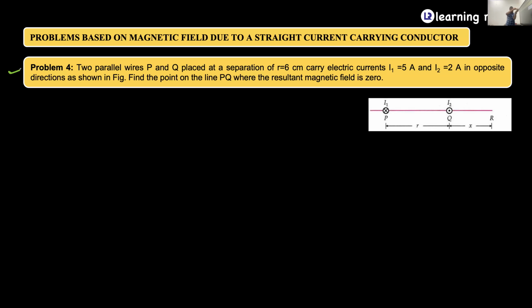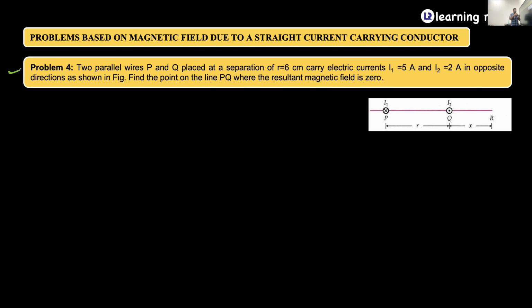Understood? So this is what is happening. They are like this. If you just tilt and see, this is how they are going to appear. Clear? So the logic is again simple. What did I tell you? For you to find the resultant magnetic field to be zero, you need the fields to be in opposite direction and they should be of the same magnitude.